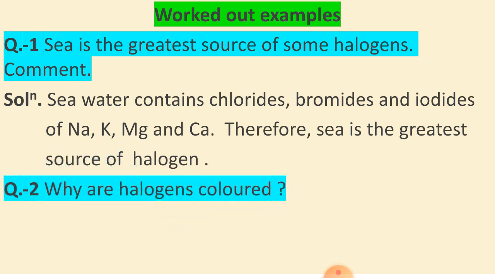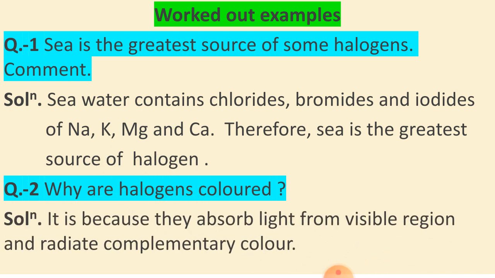Now second question, why are halogens colored? This I also told you. But here the answer is, it is because they absorb light from the visible region and radiate complementary colors. So that's why halogens are colored.